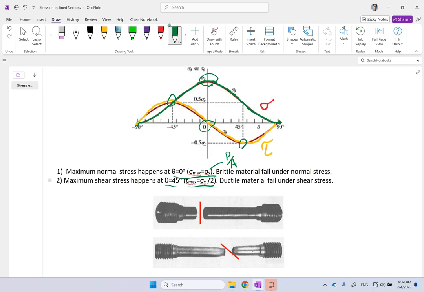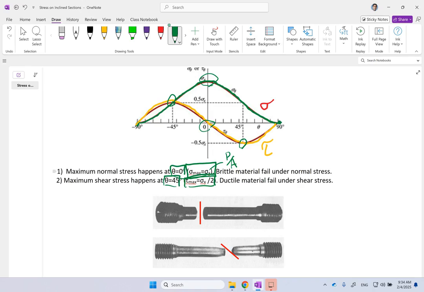Good? So first of all, here you learn that the maximum shear stress is half of the maximum normal stress on any inclined plane, at most. And of course, they happen at different angles, with a 45-degree angle difference. Now, what's the importance of this?